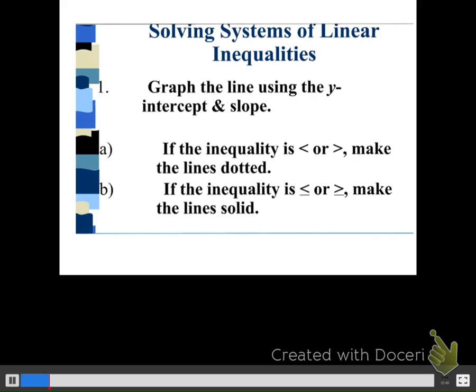And remember that if the inequality is less than or greater than, you make the lines dotted, because the points on the line do not make the inequality true. Now, if the inequality is less than or equal to, or greater than or equal to, you make the lines solid, because the points on the lines are part of the solutions.